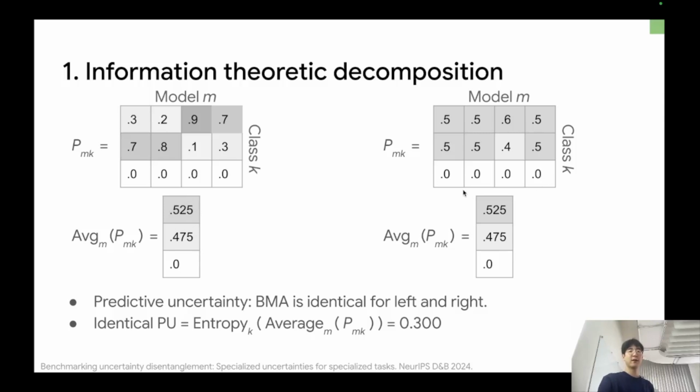On the right side, you have a different set of models, different posteriors basically, with different kinds of predictions. But eventually, when you take the Bayesian model average, the prediction vector will be identical. So in that sense, your predictive uncertainty will be identical to each other for these two sets of models, or for these two posteriors. The entropy is basically 0.3.